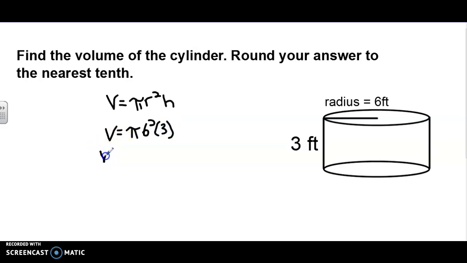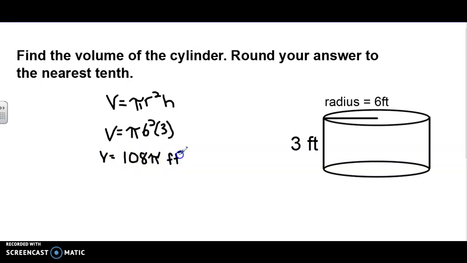Now we'll just multiply out everything we have. So we have 6 squared is 36. 36 times 3 is 108. If we are writing our answer in terms of pi, as they call it, we'd leave it like this. We would say that the volume is 108 pi feet cubed.